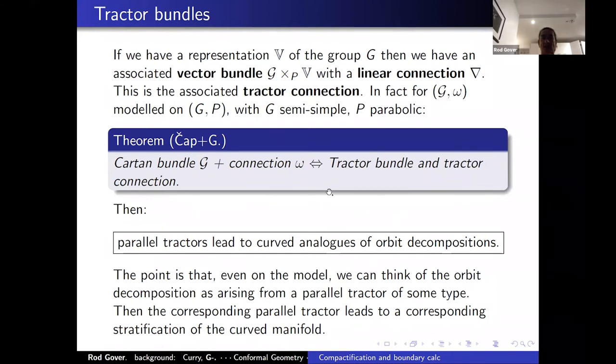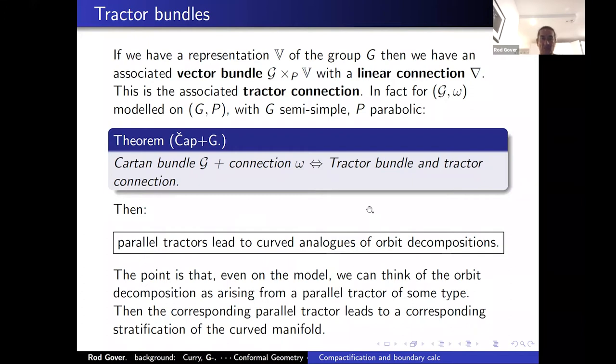And in fact, you can go the other way, at least in this parabolic setting, and some others. Starting with the tractor bundle, you can recover the Cartan bundle and connection. But anyway, I don't want to talk about that so much as that these things are available in very general settings, very widely available. And then parallel tractors, so you have this bundle with a tractor connection. What does it mean to be parallel? Again, in the conformal case, we saw that a parallel standard tractor had quite big impact. Well, generally, when you have parallel tractors, they lead to curved analogs of orbit decompositions in a similar way.